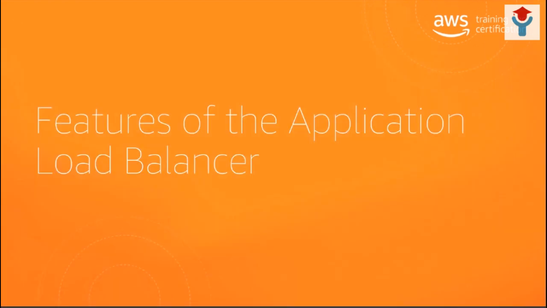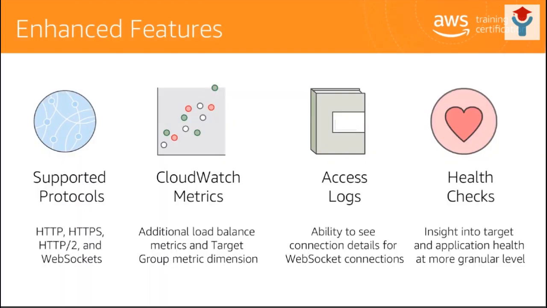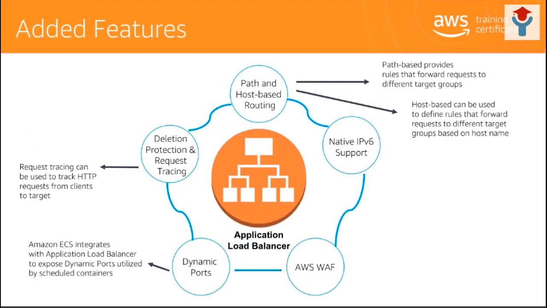As stated earlier, the application load balancer includes both enhanced and added features. The application load balancer has enhanced the supported protocols by adding HTTP/2 and WebSocket support. Additionally, monitoring capabilities have been increased by adding metric dimensions, performing more granular health checks, and additional details in the access logs. Some of the added features now supported are path and host-based routing.